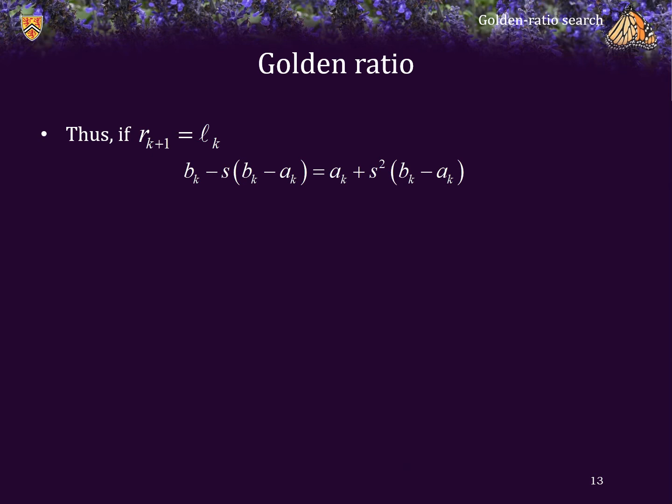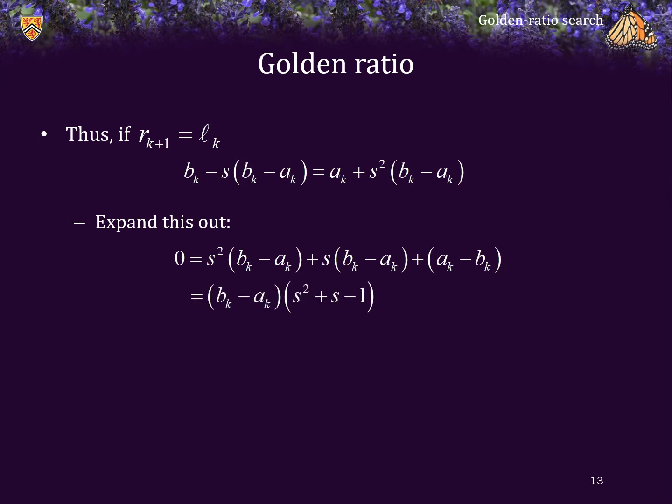Thus, if the next right interior point is to equal the left previous interior point, then this equation, which we derived on the previous slide, must be satisfied. All right, so in solving an equation, we convert this into a root finding problem. Let's bring everything to the right-hand side and collect similar terms. Now notice that we have almost a common factor of b sub k minus a sub k. In fact, if we multiply that last term by -1, we actually do have a common factor of b sub k minus a sub k.